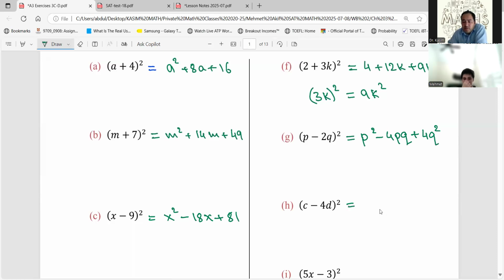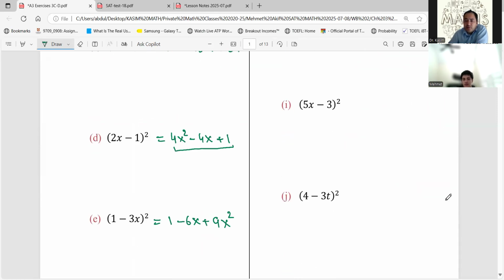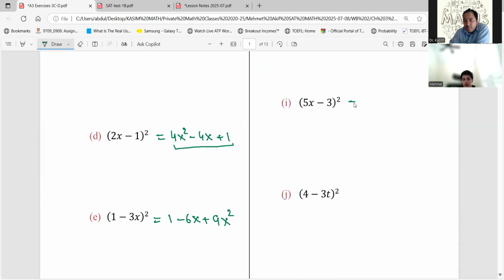Part (h), now let's speed up. c squared minus 8cd plus 16d squared, because you are squaring this.